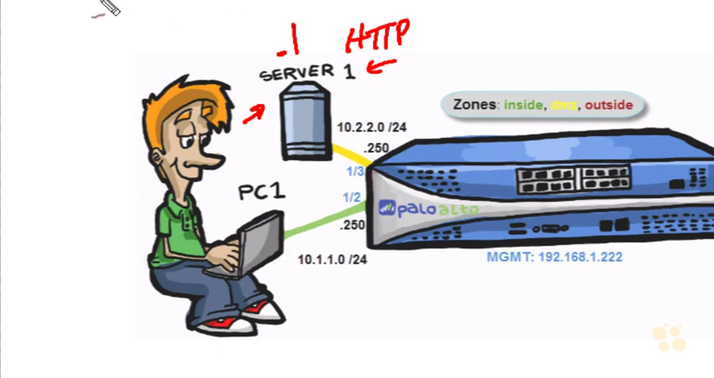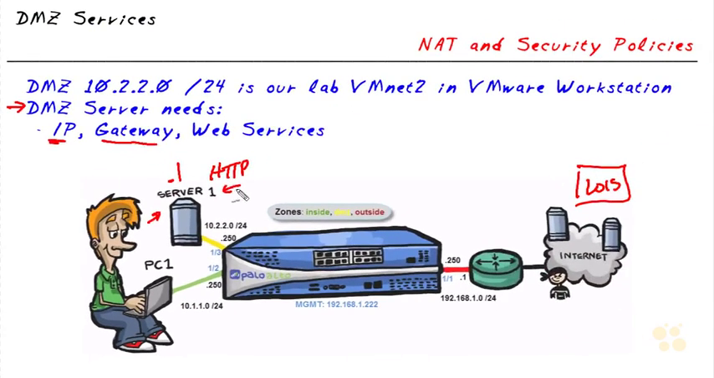So we need to have an IP address. We're going to use .1, a default gateway of 10.2.2.250, and it needs to have some type of web services running. The other thing I wanted to mention is that this DMZ network, this 10.2.2 network, is in our lab represented by VMnet2 in VMware Workstation. So if we're going to create a virtual machine or put a server on VMnet2, that puts it on the correct network.